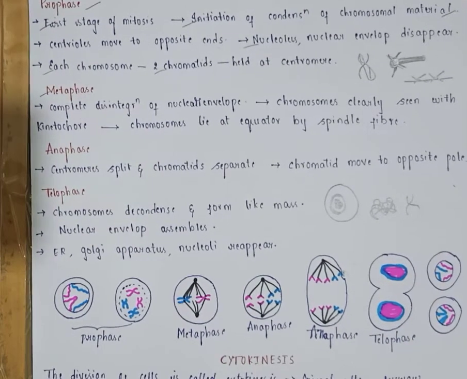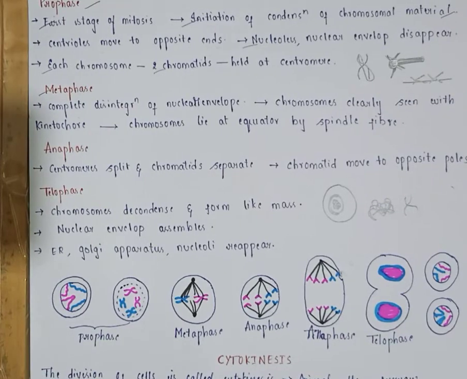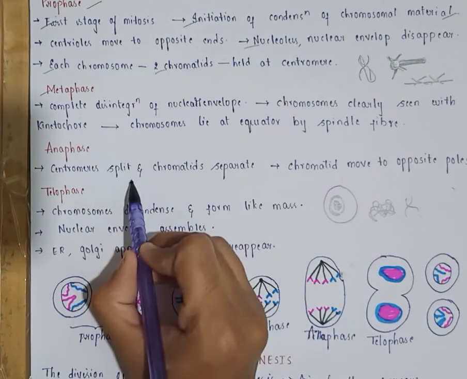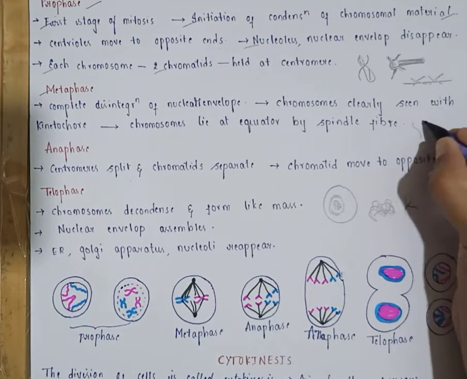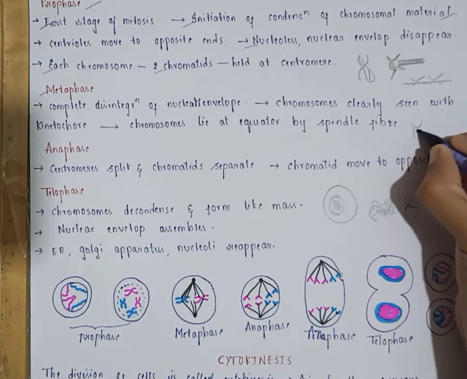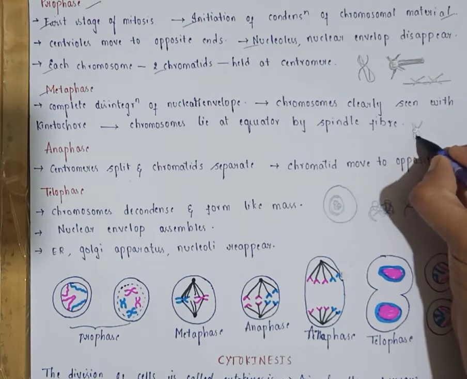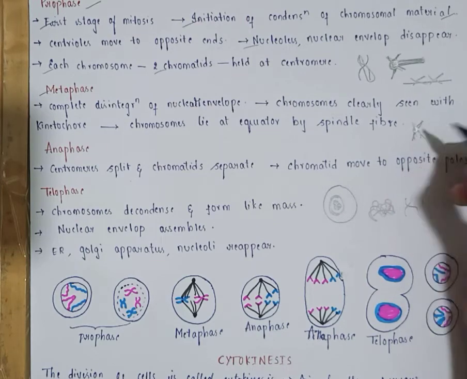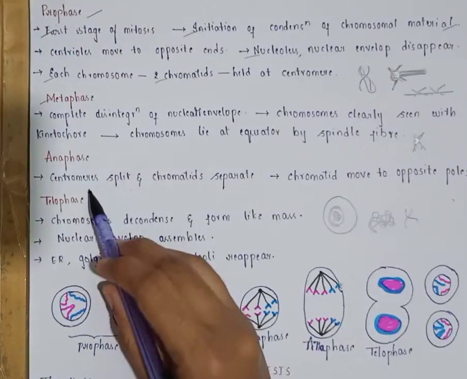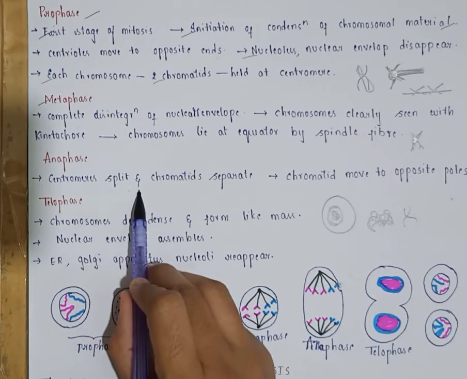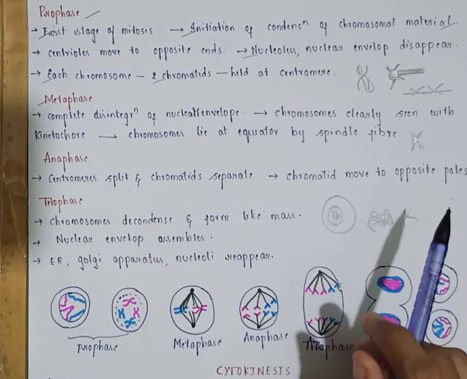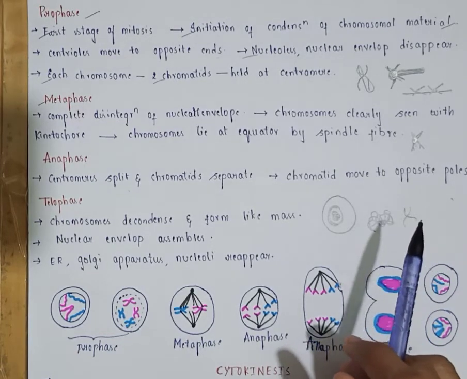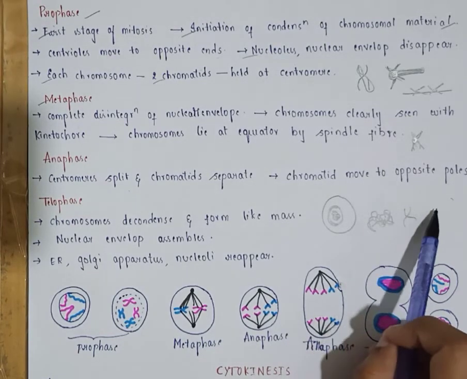The next one is anaphase. During the anaphase, the centromere splits and the chromatids separate. As I said before, this is a chromosome and this is the centromere. If we split this centromere, the two chromatids get separated. During anaphase, centromeres split and the chromatids separate, and the chromatids move to opposite poles.